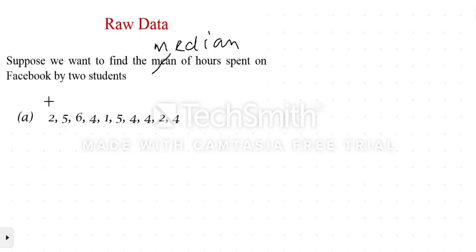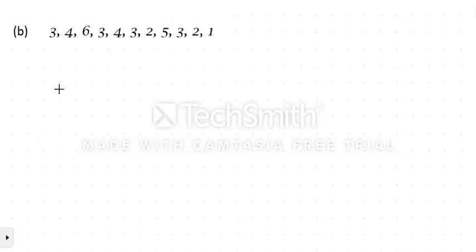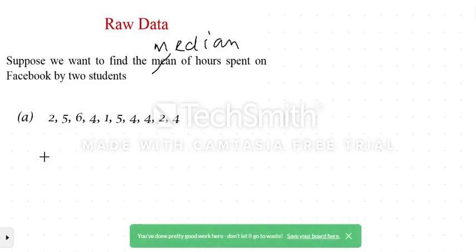In this question, we have to find the median of these numbers. These numbers are the number of hours spent on Facebook by two students, and this is the number of hours spent by the first student, and these are the numbers of hours spent by the second student. Now we have to find the median.